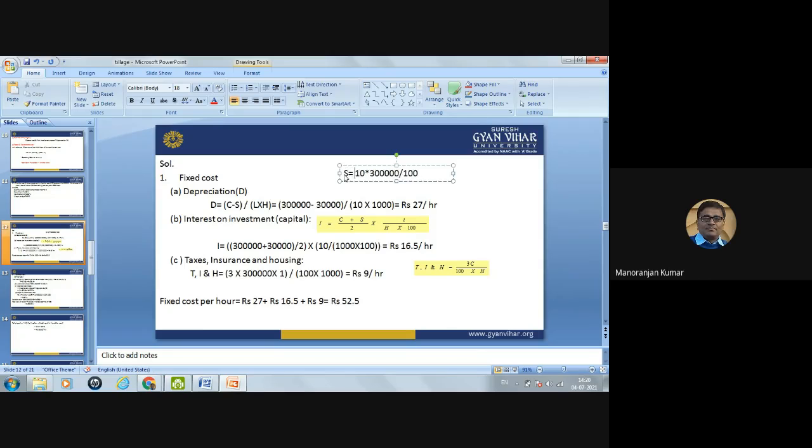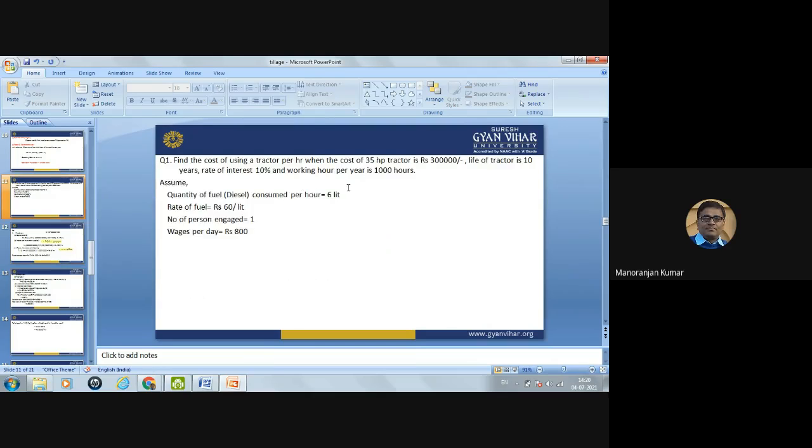So it comes the 30,000. Okay. So put the value of S here, 30,000 here, divided by 2, into I. I is the rate of interest, that is the 10%. In the question you can see the rate of interest is 10%.